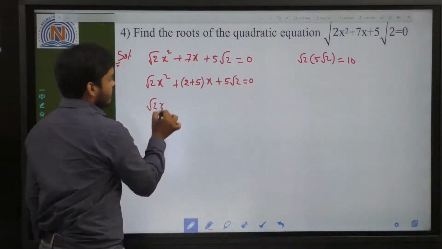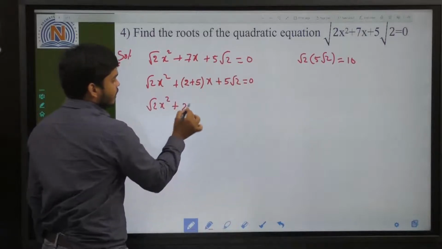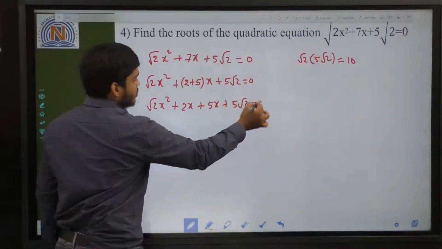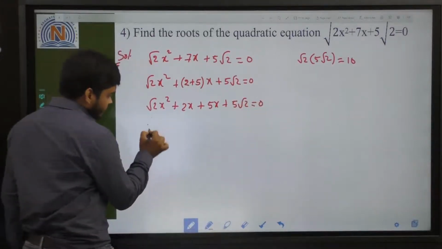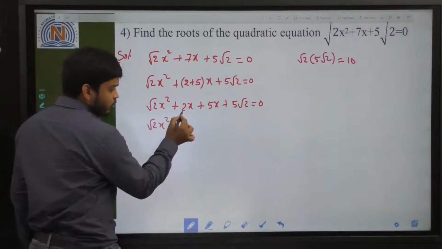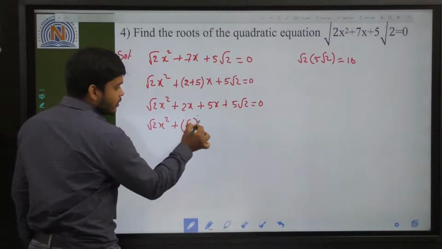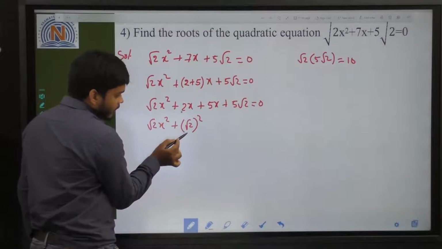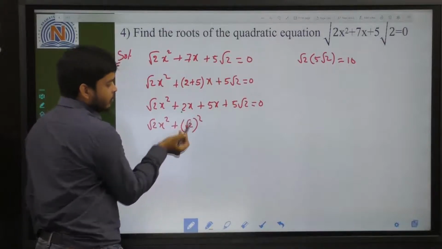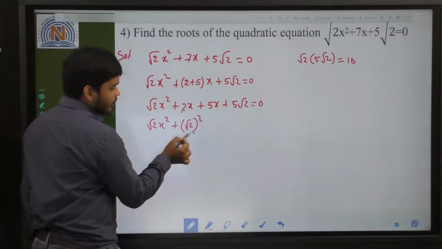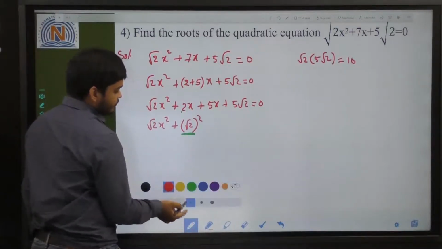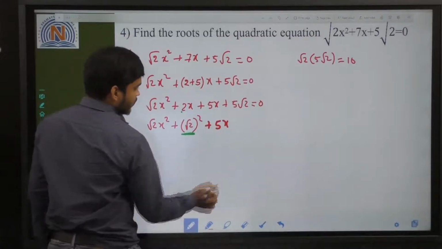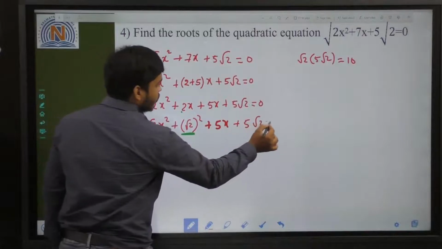So root 2 x square plus 2x plus 5x plus 5 root 2 is equal to 0. See here, if you observe root 2 x square, I am writing 2 as root 2 whole square. The square root gets cancelled, remaining 2. So there is no change in the value, right? There is no change in that value. So plus 5x plus 5 root 2 is equal to 0.